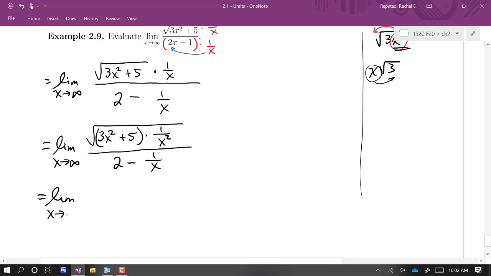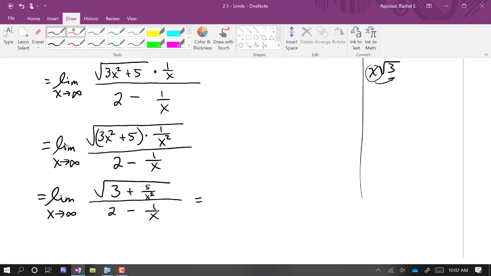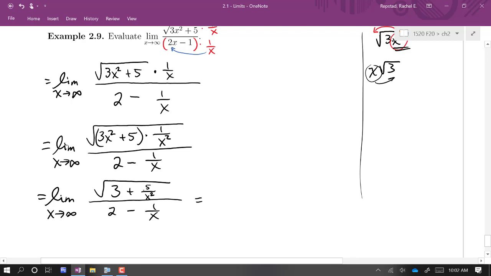And when you distribute and simplify that, 3x squared times 1 over x squared is 3. 5 times 1 over x squared is 5 over x squared. Now, the only places where x appears is as the denominator of a fraction with a constant numerator, 5 over x squared. As x grows without bound, as x approaches infinity, 5 over x squared approaches 0. 1 over x approaches 0 as x approaches infinity. And so the top is approaching just the square root of 3. The bottom is approaching 2. And there's our limit.